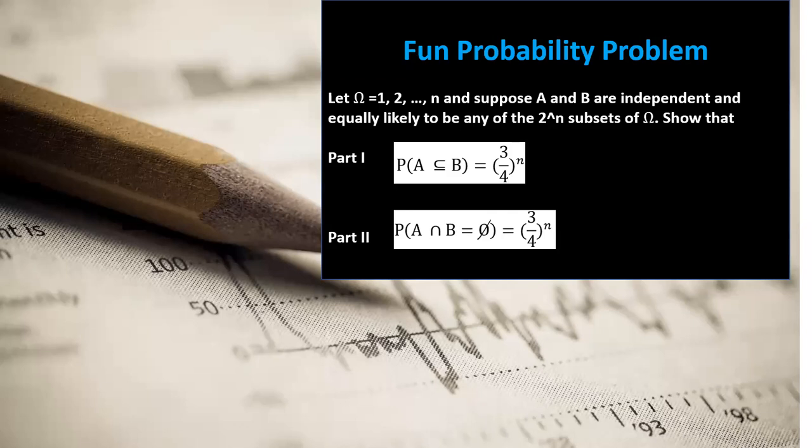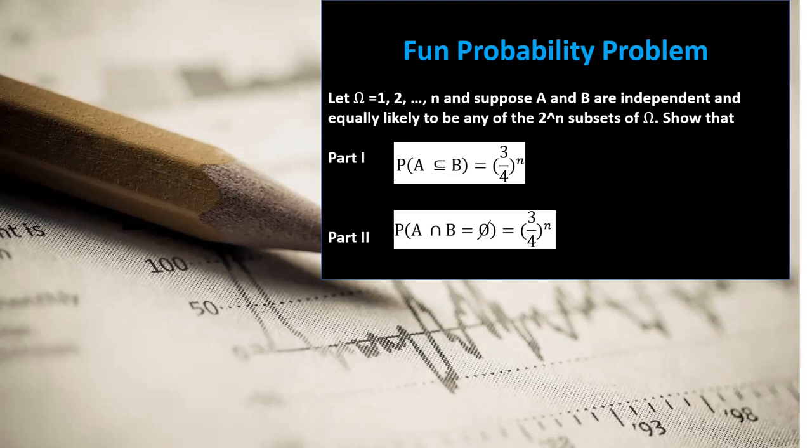Let omega equal {1, 2, 3, 4, ... n}, and suppose A and B are independent and equally likely to be any of the 2 to the nth power subsets of omega. For Part 1, I want to show that if A is a subset of B, then what is the probability? It's such a nice looking probability, right? It's (3/4) to the nth power.